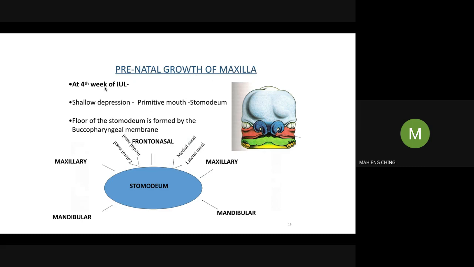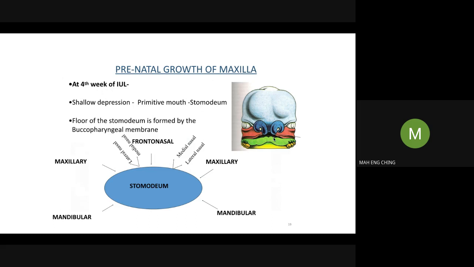So at the 4th week of the intrauterine life, or IUL for short, it's still inside the mother's uterus. At the 4th week, the shallow depressions form the primitive mouth. We call it the stomatum. The stomatum is somewhere around here.